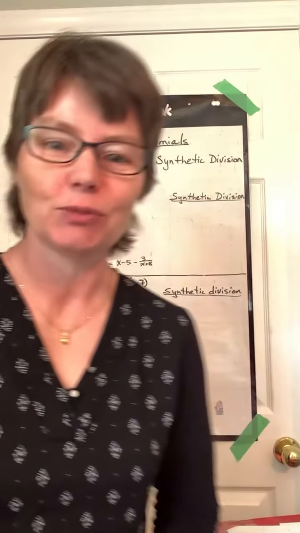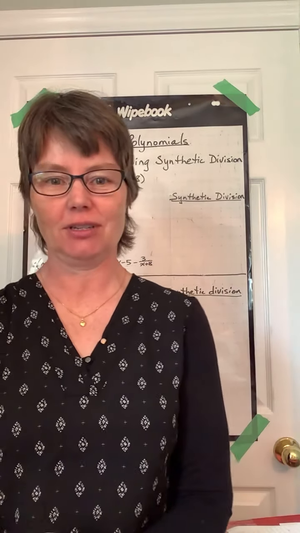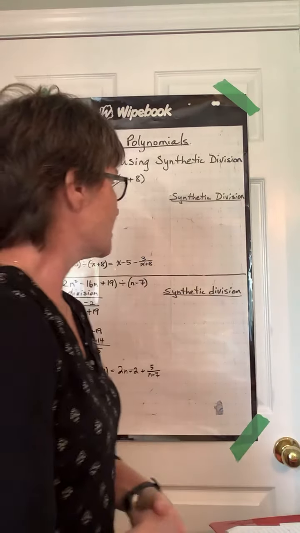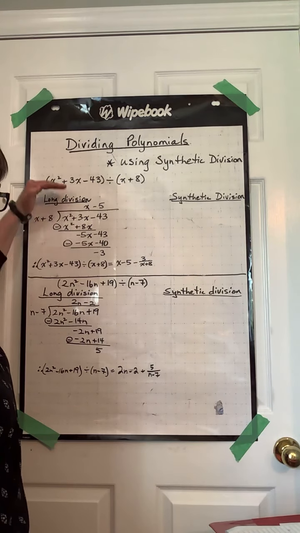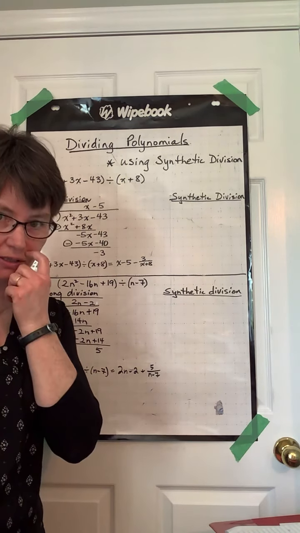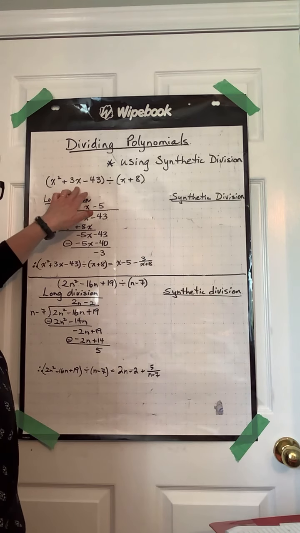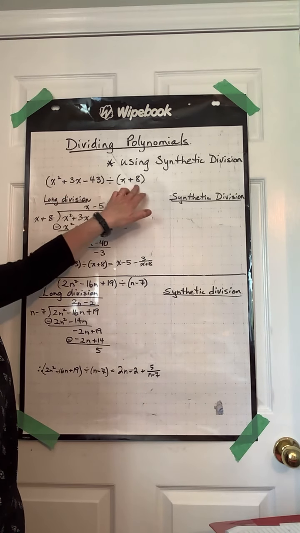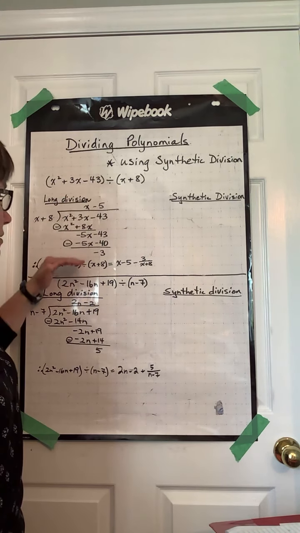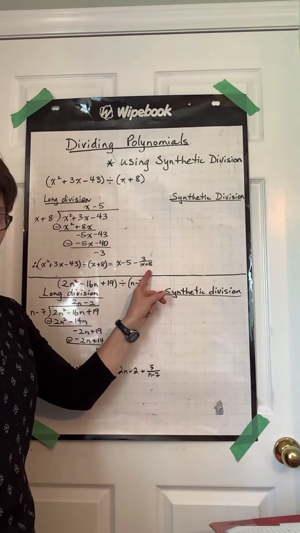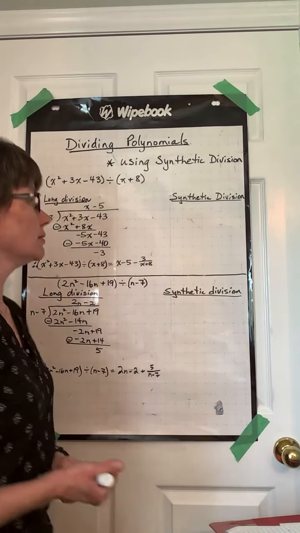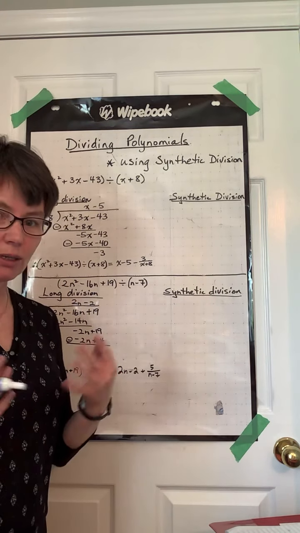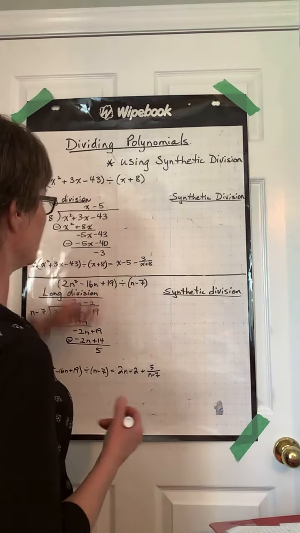All right, for those of you that love shortcuts, we're now going to look at synthetic division of polynomials. From the last video, we looked at long division. I'm using the exact same two questions that we just used: x squared plus 3x subtract 43 divided by x plus 8. And this is what that long division looked like to give us this answer. Now with synthetic division, it's a shortcut, so you're not going to be doing all of this.